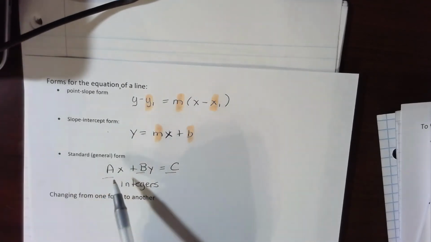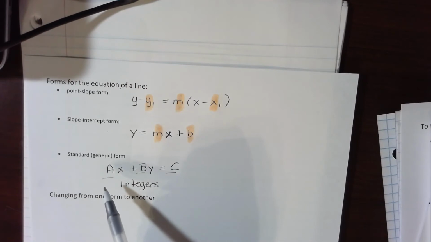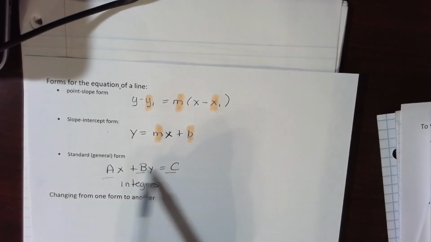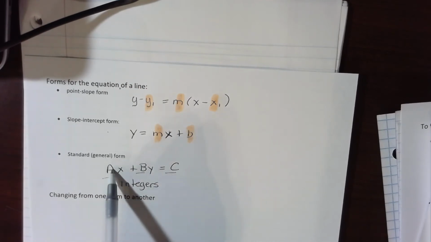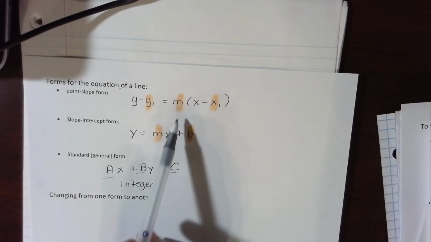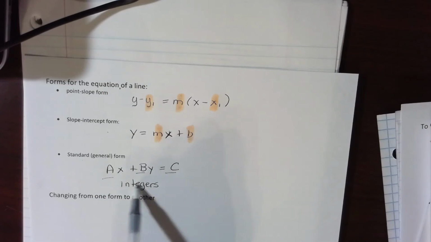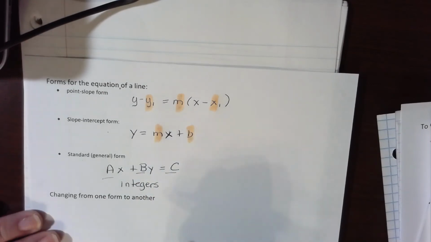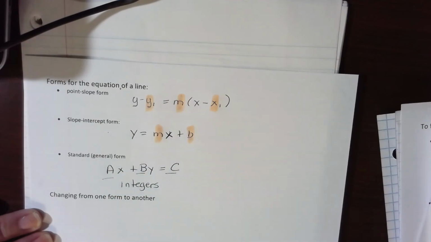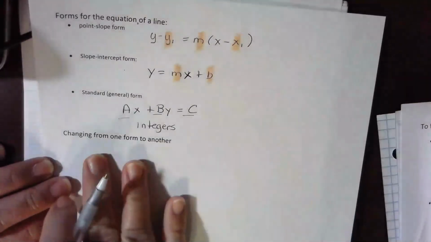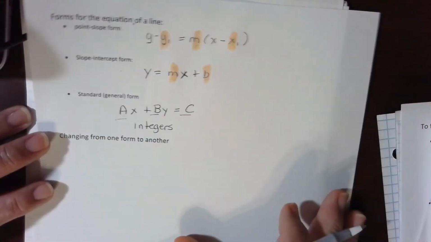We can't go directly from given information to the general form, but we can take this form and work it out to get to the general form, and we'll look at that a little bit later. Alright, we also need to know how to change from one form to another.